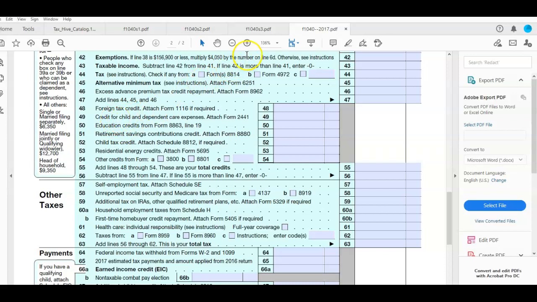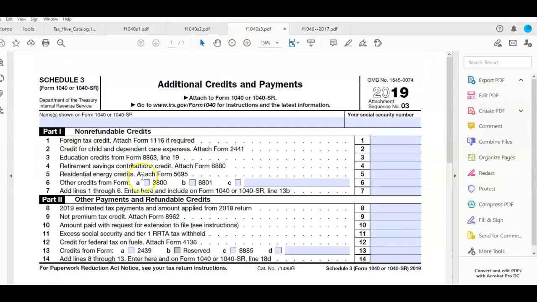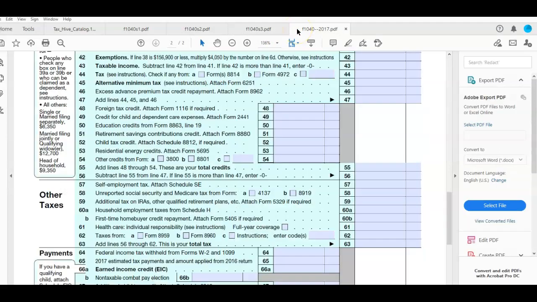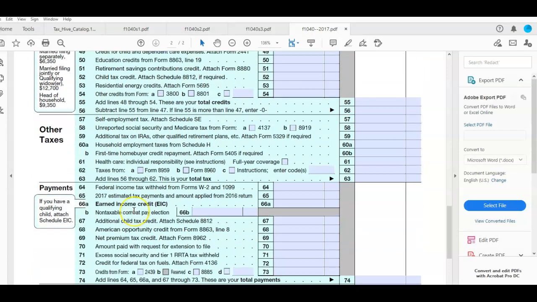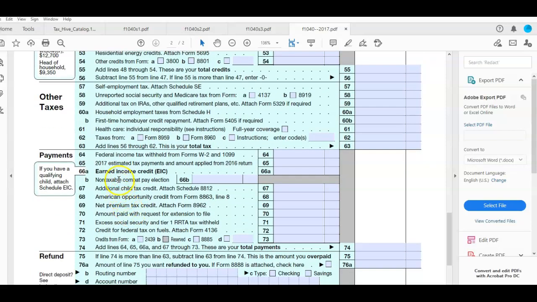And then what they did for part 2, other payments and refundable credits, is they basically took this information from right here on the 2017 form, and they made this part 2 of Schedule 3.